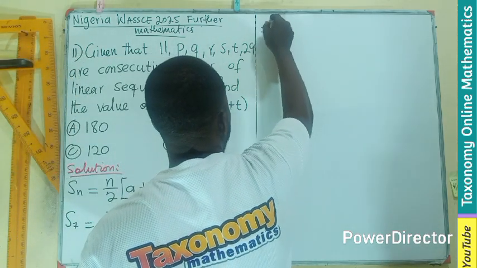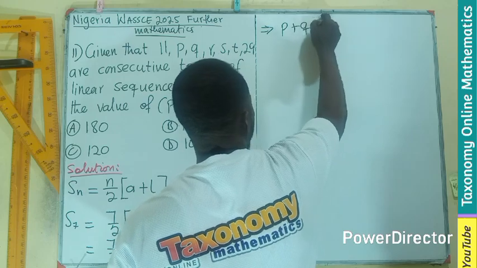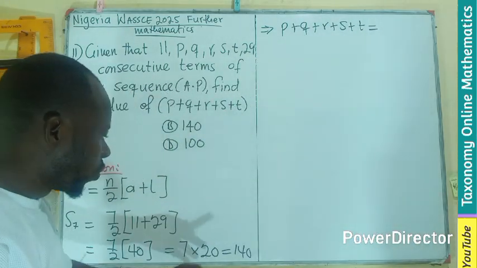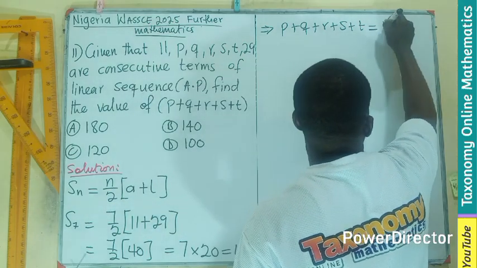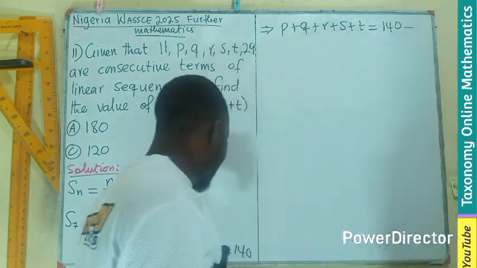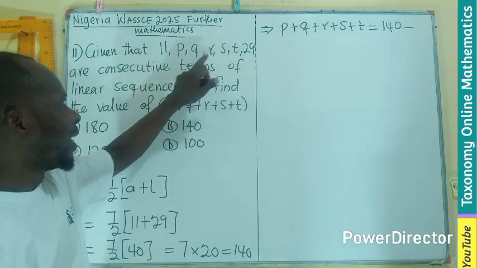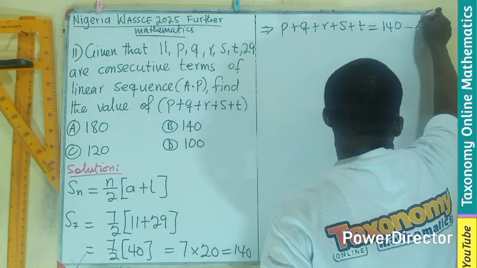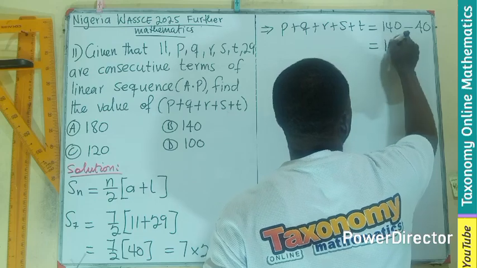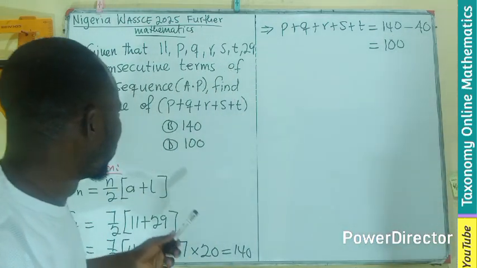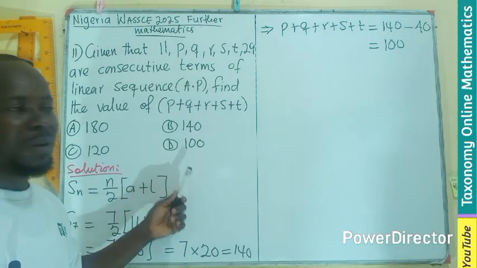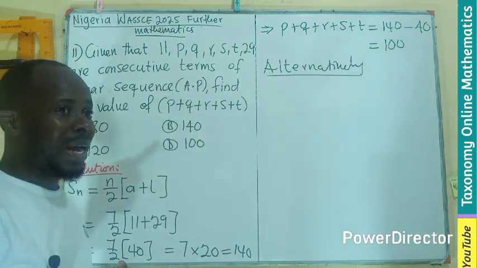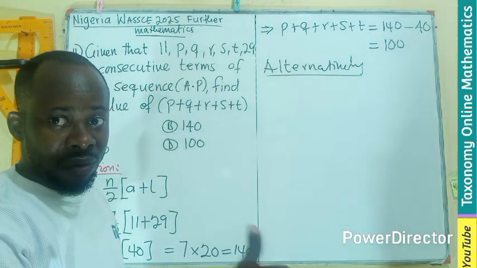So this implies that P plus Q plus R plus S plus T will be equal to the total sum, which is 140, minus the sum of the remaining 2 that we are not adding. This is 11 plus 29, which is 40. And that will give us 100. So the value we are looking for is just 100. But alternatively, we can also find the values of each of the terms.